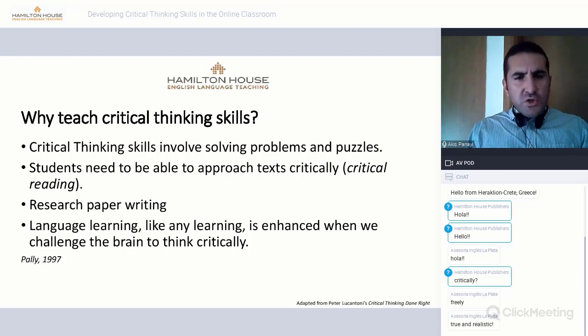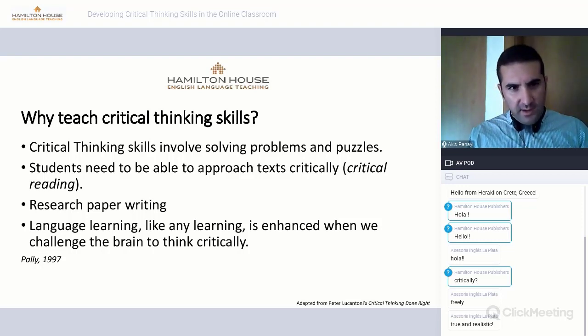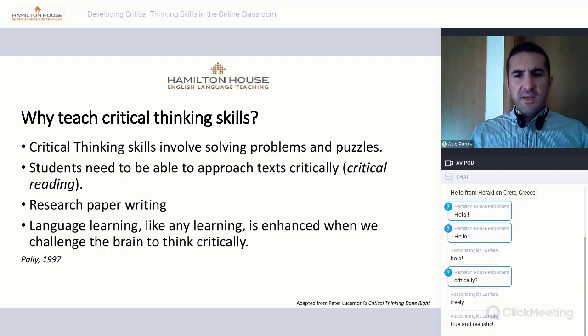More reasons why we should teach critical thinking skills, this time psychological reasons, if you like, because critical thinking involves solving problems and puzzles. Students need to be able to approach texts critically. It's what we call critical reading, which will then help them in their research paper writing when they move on to college and university. And lastly, language learning, like any learning, is enhanced when we challenge the brain to think critically.